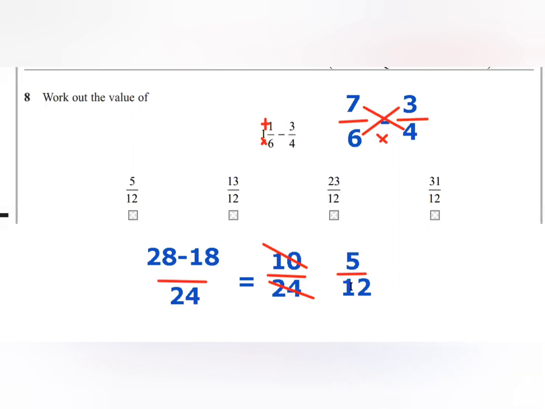Now you have 5 over 12, and 5 over 12 can't be divided or simplified anymore. So the answer is 5 over 12. This is the value or the final answer for this question.